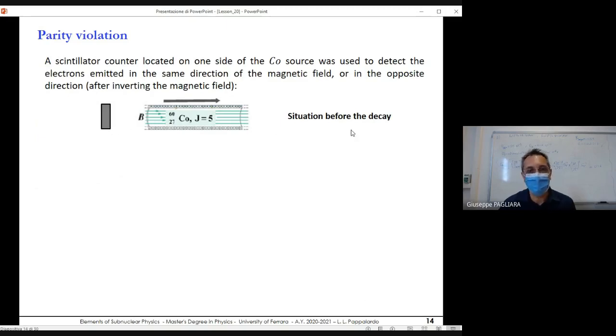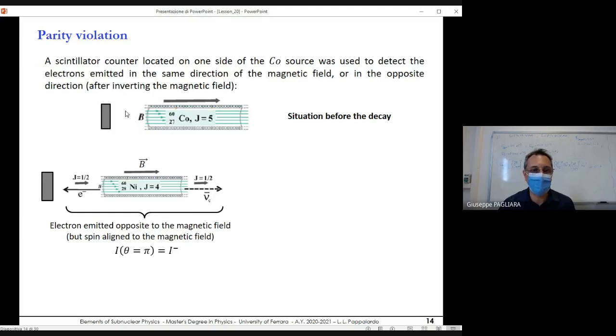So this is the situation before the decay. Now, after the decay, the cobalt transformed into nickel plus electron and neutrino. One possible configuration is the one where the electron is emitted opposite to the magnetic field. The magnetic field is still in this way, but the electron is now opposite, so the momentum of the electron is this way.